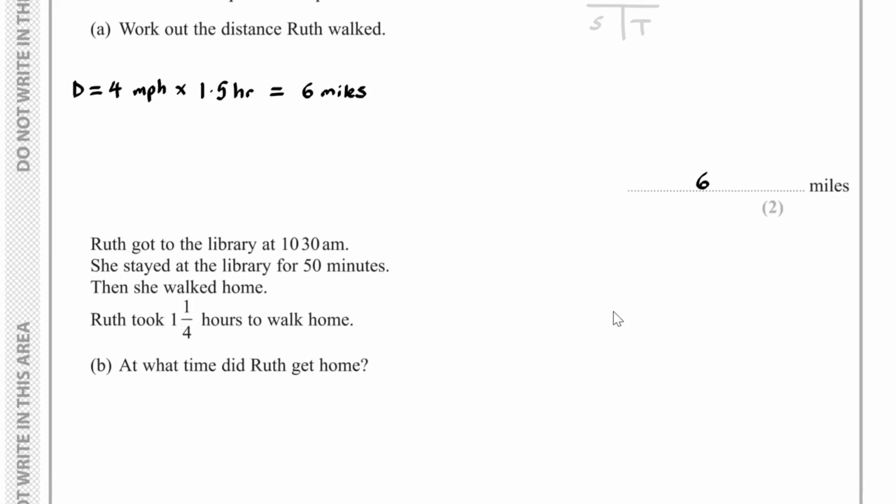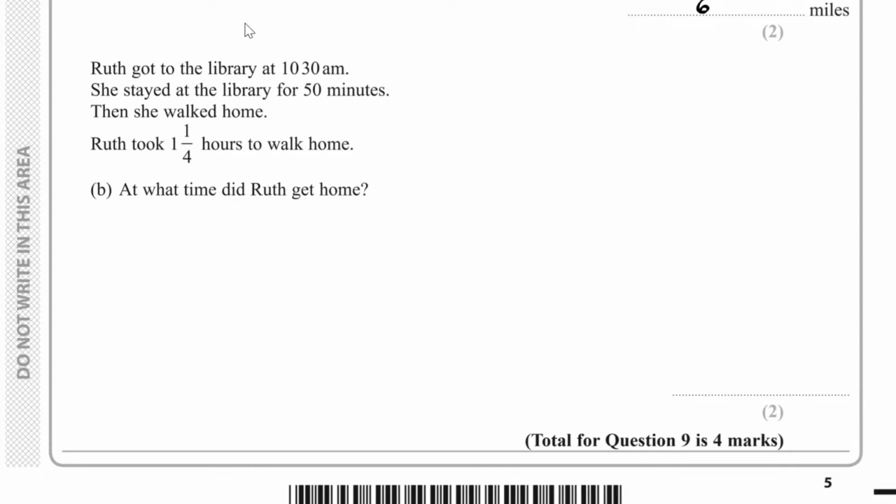For part B of the question, Ruth got to the library at 10:30 a.m. She stayed at the library for 50 minutes. She then walked home. Ruth took 1¼ hours to walk home. At what time did Ruth get home? Well, over here, we can indeed convert the units. Of course, hours to minutes, we would have to multiply by 60. Minutes to hours, we can divide by 60.